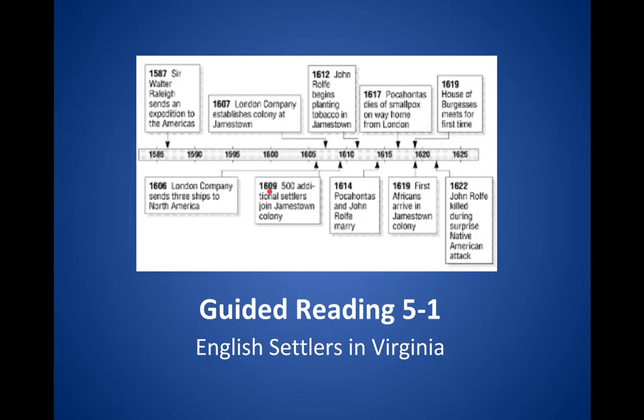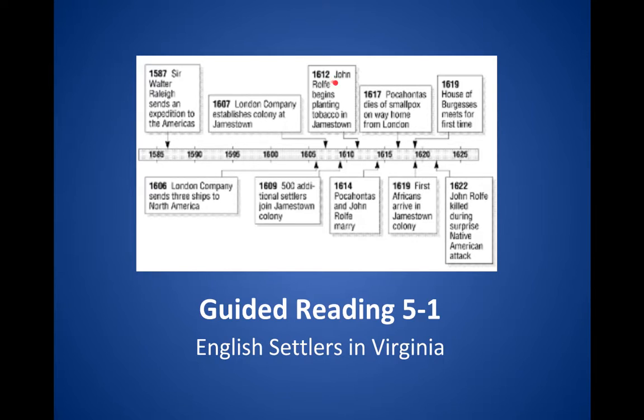So moving down here to 1609, 500 additional settlers joined the Jamestown colony. So Jamestown at first was a rather small colony, a group of people from England that had come to settle in the New World, which was the Americas. But then a couple years later, 500 additional settlers joined. So a couple years after it was first established, it grows in size to over 500 people.